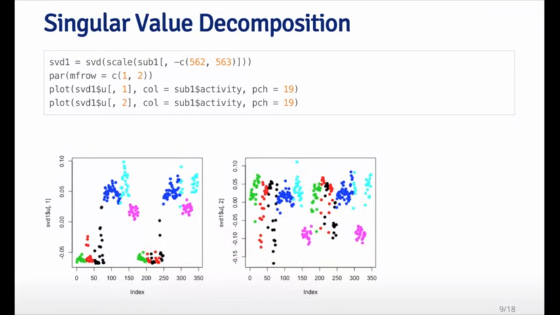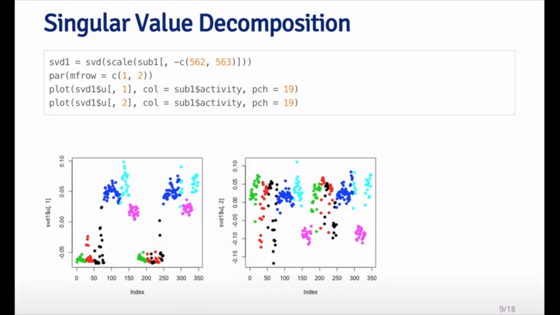We can try a little singular value decomposition on this data just to explore what's going on. Now, I'm going to do the SVD on the entire matrix, which is 560 some columns. But I'm going to remove the last two, because the last two columns are just the activity identifier and the subject identifier, which are not really interesting data. So I get rid of columns 562 and 563, and then I run the SVD on the data. I'll take a look at the first and the second left singular vectors, and color code them by activity.